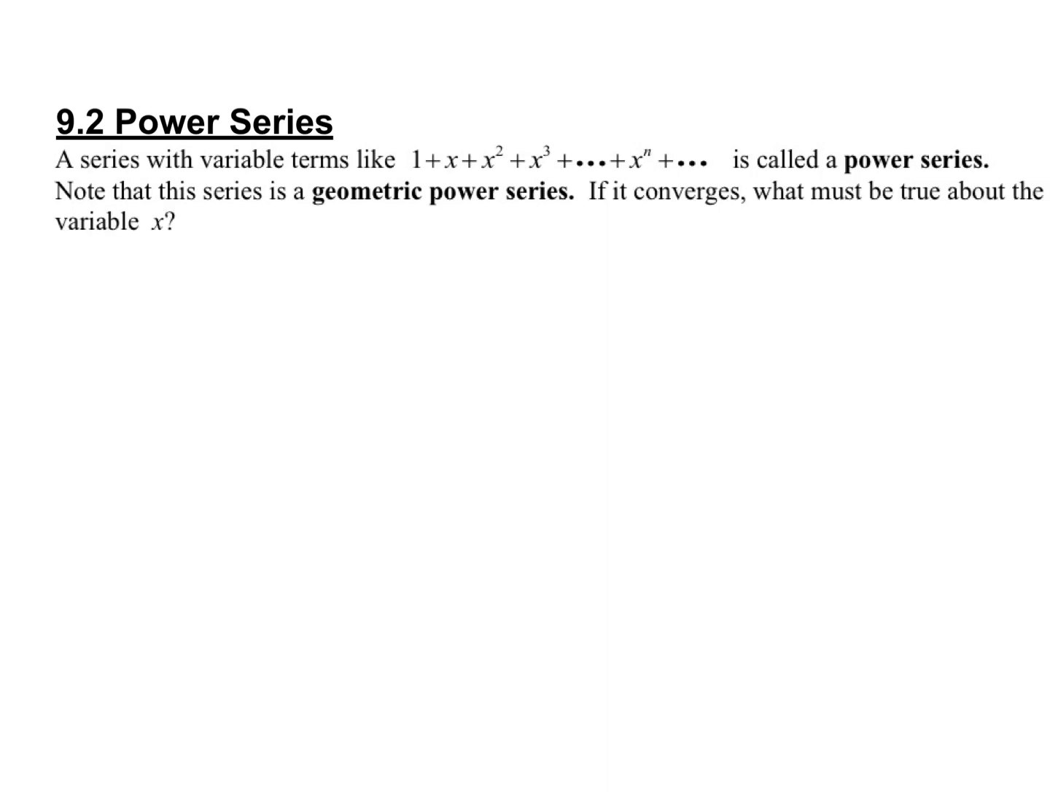And then if it does converge, all right, so think about what we know about geometric series. If this particular series converges, what has to be true about X? Yes? It's in between -1 and 1. There you go. Okay. So the absolute value of X is less than 1, which means that it is between -1 and 1. So that's what has to be true about X in order for this series to converge.